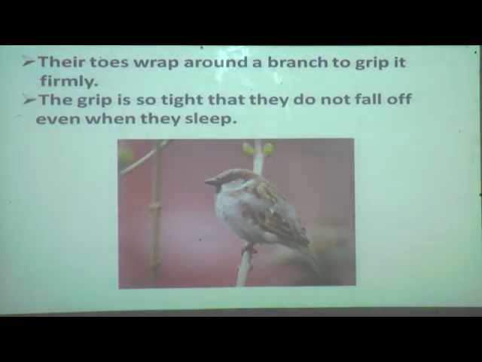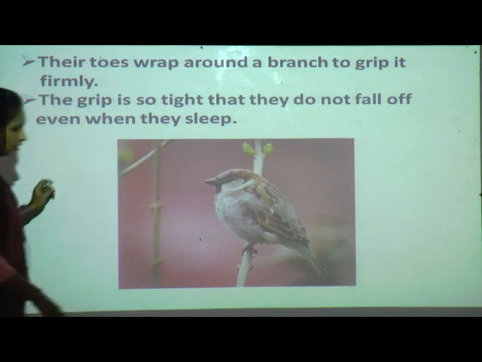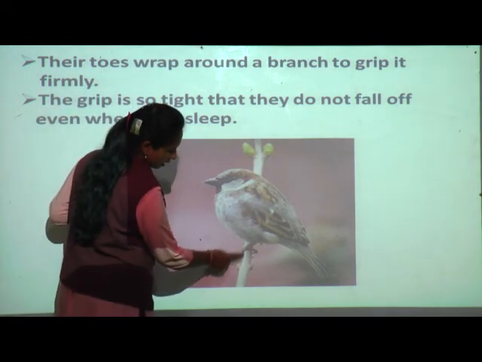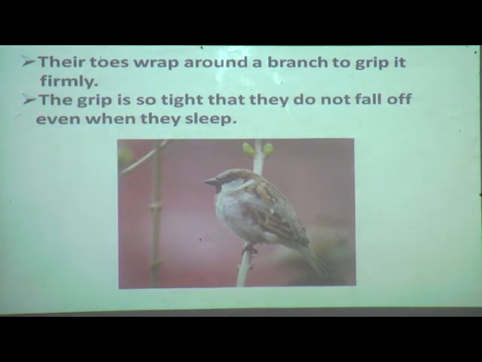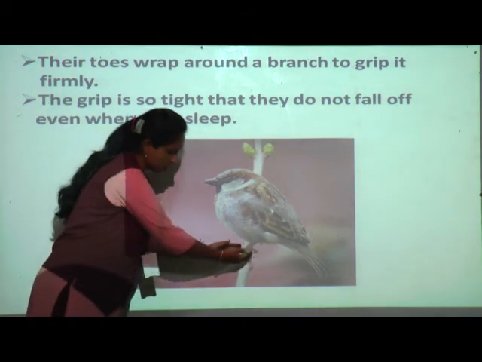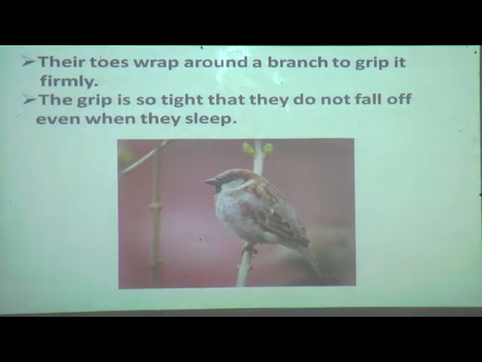Now we will see about the sparrow. The toes wrap around a branch to grip it firmly. Perching birds only. See their toes. What are they doing? See the sparrow. What is the sparrow doing? The sparrow is wrapping. They will wrap around a branch. What are they wrapping? Toes. Means they are just holding on. And why are they gripping firmly? To stand properly on branches. To grip it so tight that they do not fall off even when they sleep.